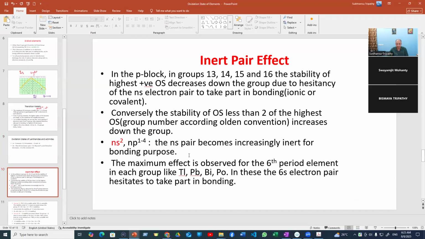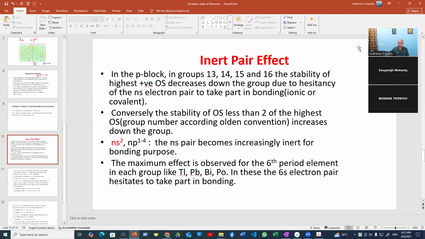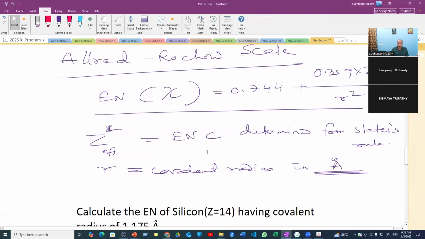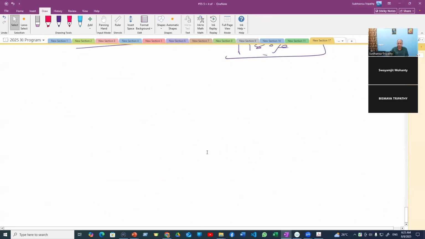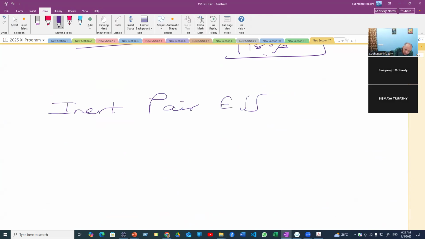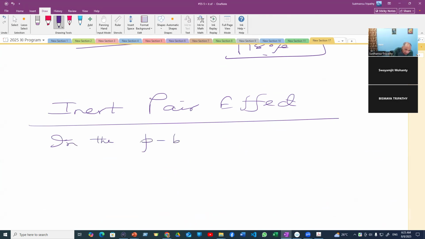Now the inert pair effect. That will be the end of our program. We are left with this, 23. Let me write down, this is an effect in the p block. In the p block, not in any other block.